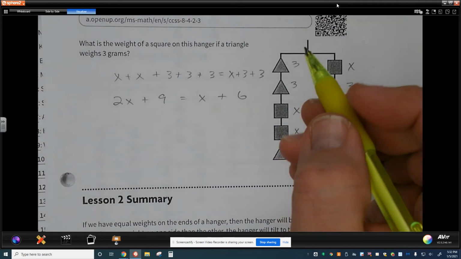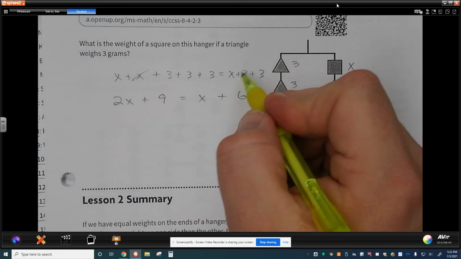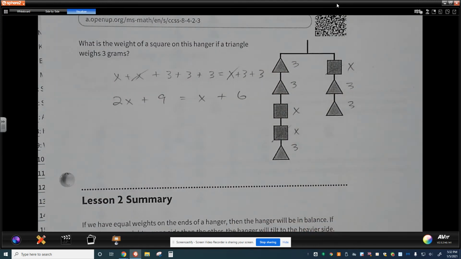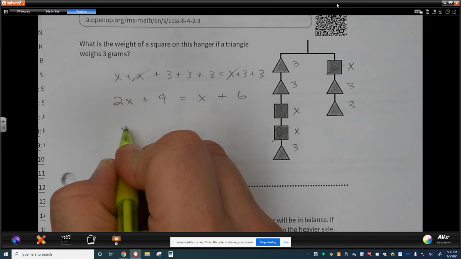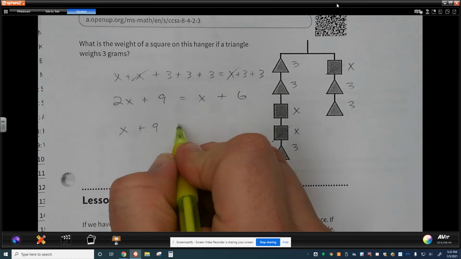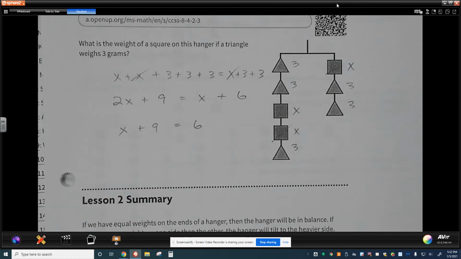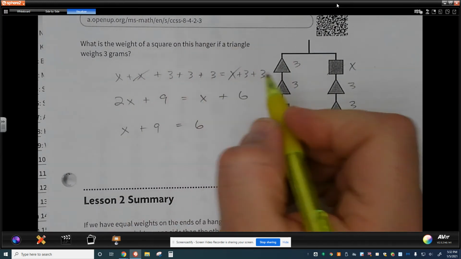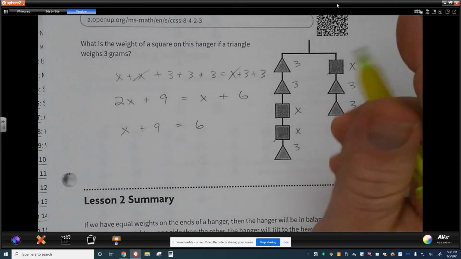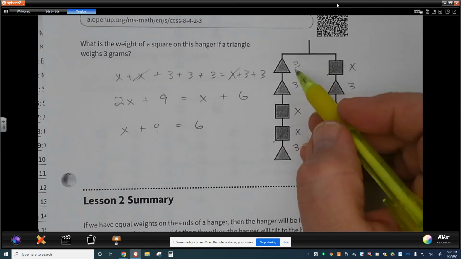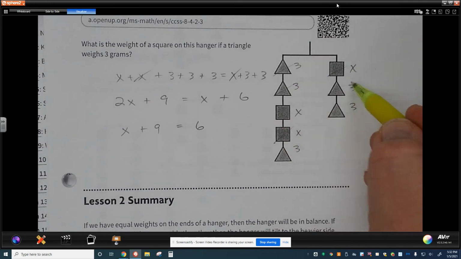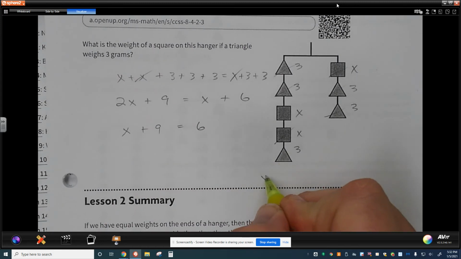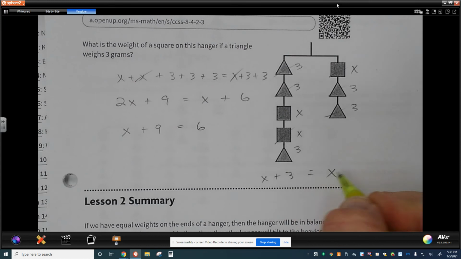Here's the other thing I can look at though. I can just get rid of one of these x's on both sides. Like eliminate one square here, one square here, and I'm just simply left with x plus 9 is equal to 6. That's another way to look at it. Or I could go from the beginning and eliminate a few of these triangles. I could take 2 triangles from here and 2 triangles from here, and then over here, I would have x plus 3 is equal to x.